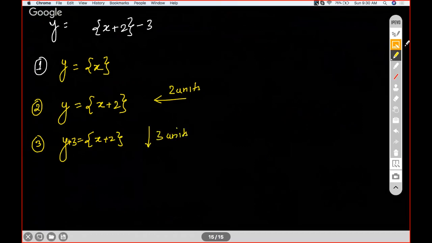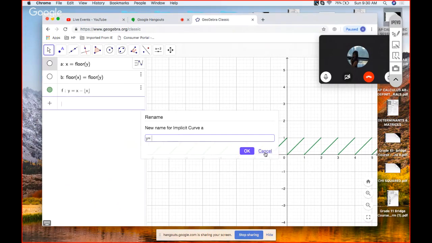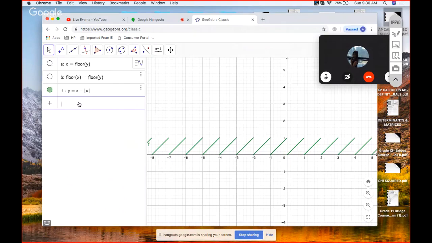Understood. So let's check on GeoGebra again. So y is equal to, so my f is already a fractional part. Okay, so the fractional part minus 2 you want.